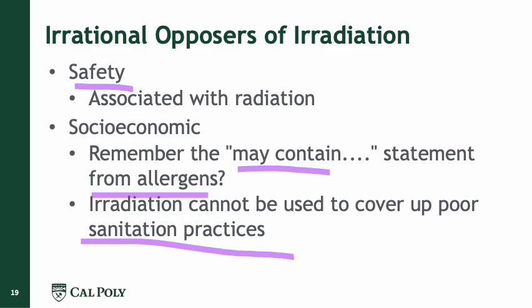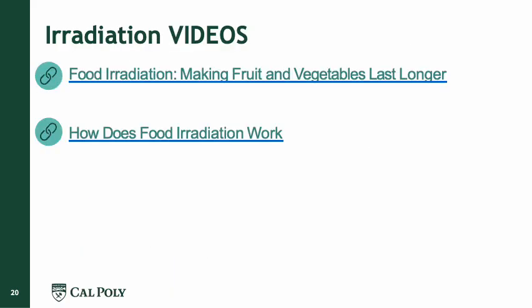Irradiation has had a lot of bad press. But in reality, it helps a lot with the safety of foods, and has prevented a lot of health issues. Here are some irradiation videos: food irradiation, making fruit and vegetables last longer, and how food irradiation works.